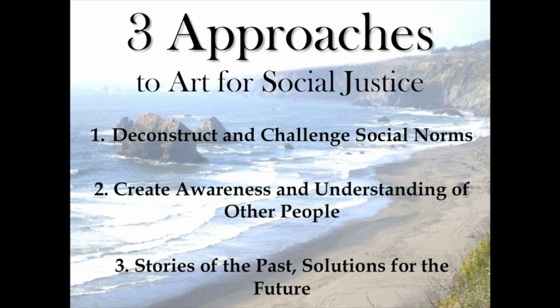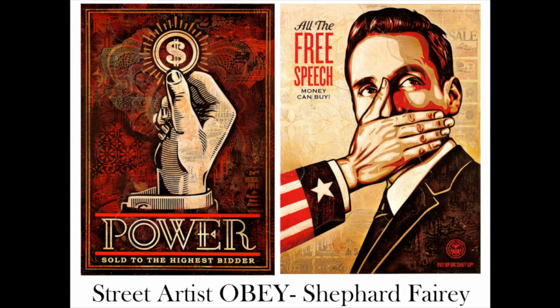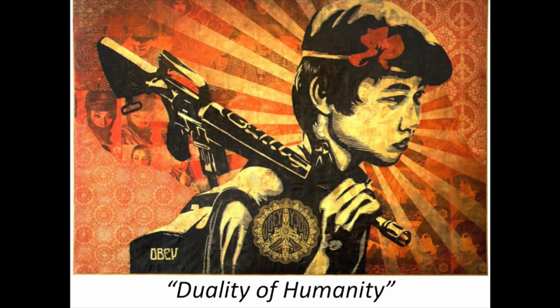So the first big one I'm going to start with is going to be the biggest section of this lecture. Deconstruct and challenge social norms. Anybody know this artist? Shepard Fairey, or Obey. He's really good about doing art for social justice and challenging social norms. My students really connect with this because this is a kid that's probably their age, and he has a flower in his hair, which is a symbol of peace or spring or love or lots of those things, like nice things, right?